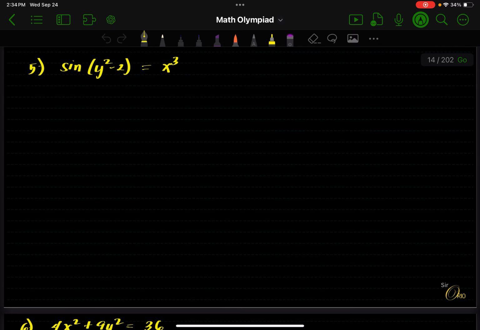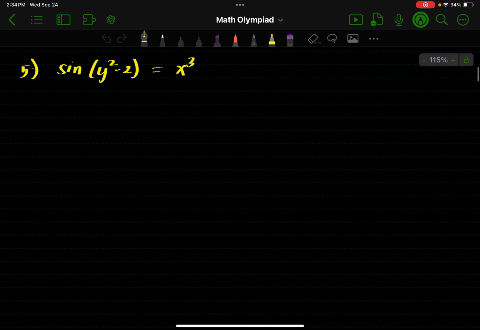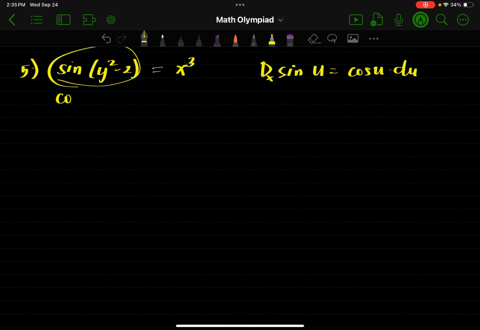Number 5. What is the derivative of sine of y squared minus 2 equals x cubed? So let's apply the chain rule here. Remember that the derivative of sine u is cosine u times du. So what's the derivative of this? That is cosine of y squared minus 2 times the derivative of u, which is 2y y prime, equals the derivative of x cubed, 3x squared.